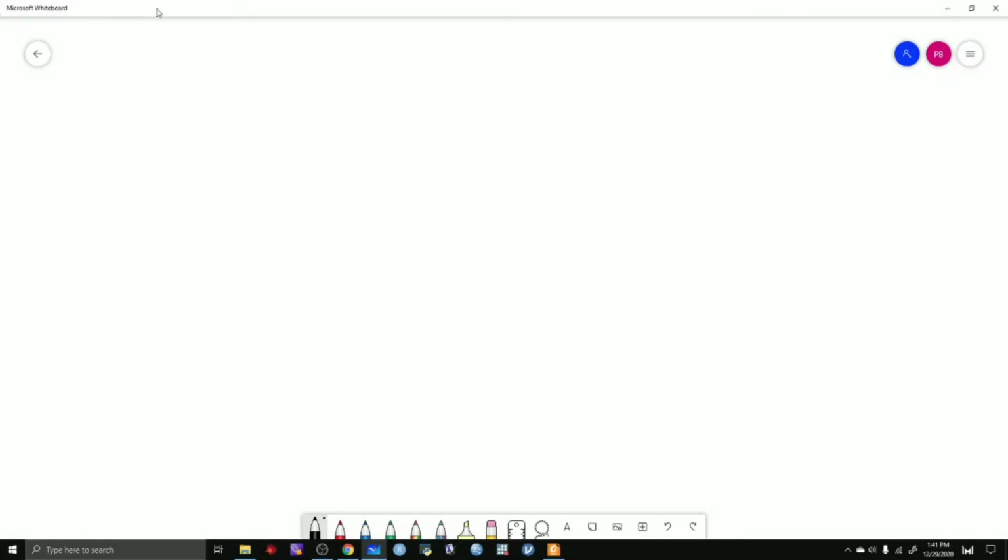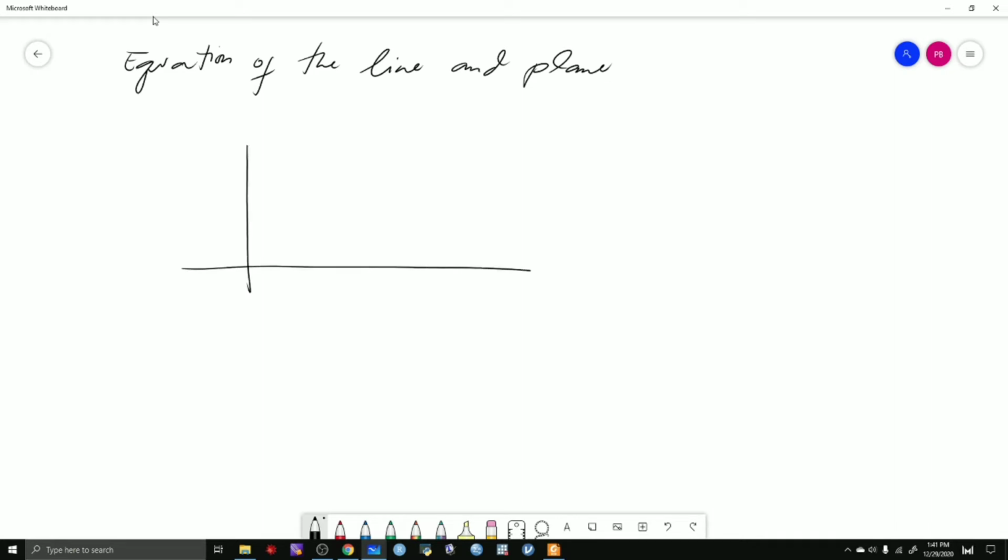Alright, so our topic for today is all about the equation of the line and the equation of the plane. So first we will discuss the equation of the line. So let's have first a line in R2. So a line, let's call it L.